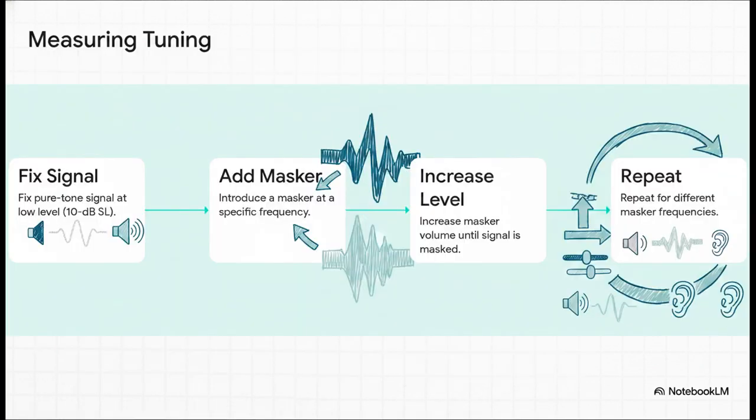So how do we actually use this masking trick to map an auditory filter? Well, we measure what's called a psychophysical tuning curve, and it's this beautifully elegant step-by-step behavioral technique. First up, we fix a pure tone signal at a super low level, just 10 decibels above the listener's absolute threshold. Next, we introduce a masker at a specific frequency. Then, we just gradually bump up the volume of that masker until the listener finally says, "Nope, I can no longer hear the signal." And then, we just repeat that whole process for a bunch of different masker frequencies.